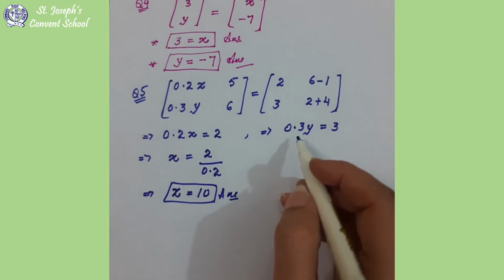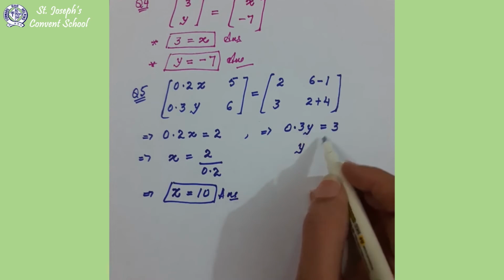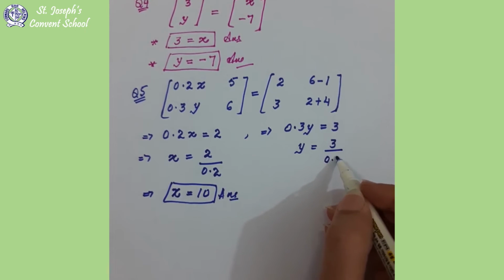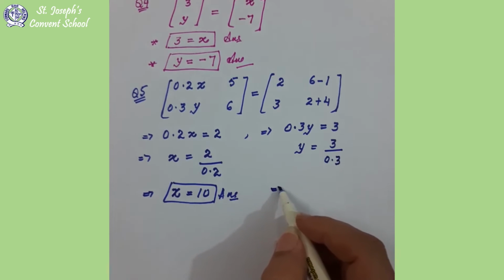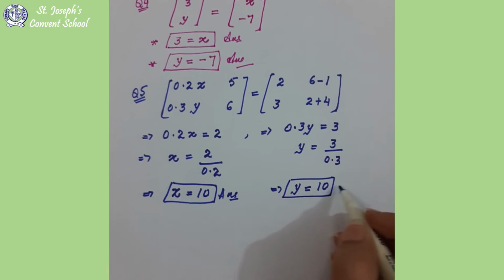Same way you can solve y. y will remain here. 0.3 is multiplying, so that side you will divide. 3 divided by 0.3. After dividing with a calculator, the value of y is also 10. Okay, simple it is. Two matrices are equal, you have to compare them to find the answer. So simple, just do the calculation and solve it.